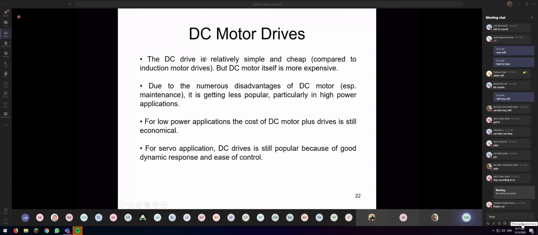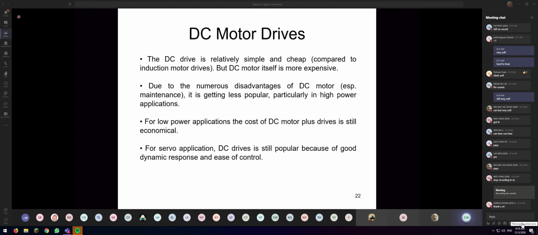The DC drive is relatively simple and cheap compared to the AC drive, because for the AC motor, the speed is controlled by the frequency and also the pulse. Normally we are referring to the so-called VFD, the variable frequency drive, which is much more complicated to design compared to the DC drive. However, the DC motor itself is more expensive compared to the AC motor.